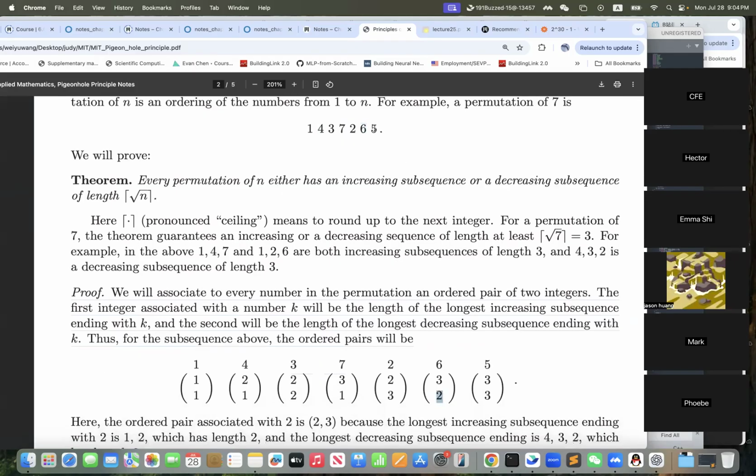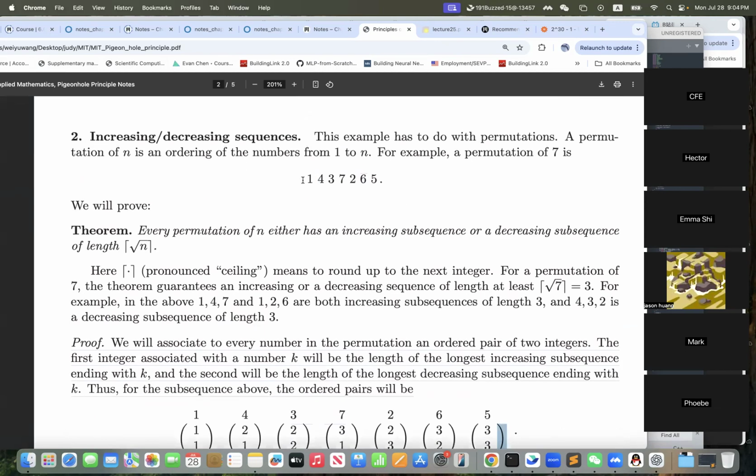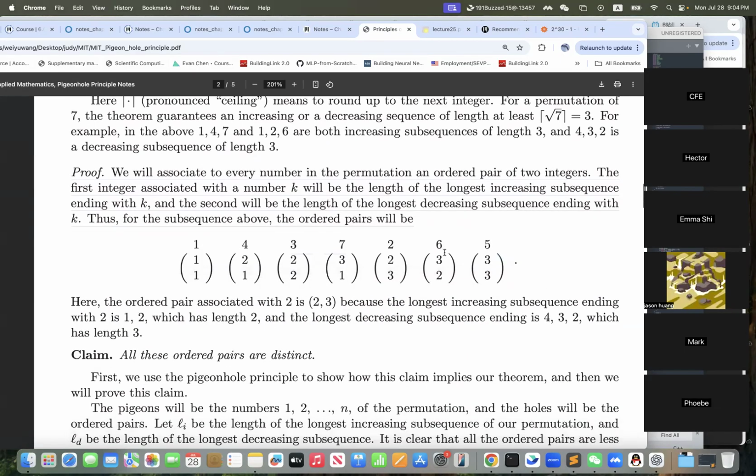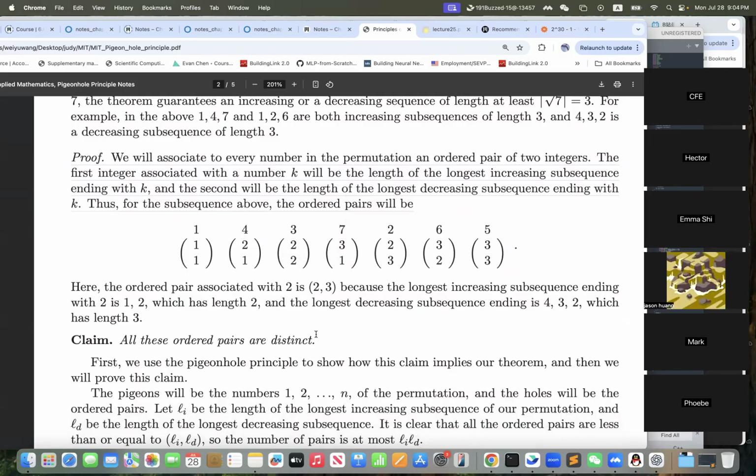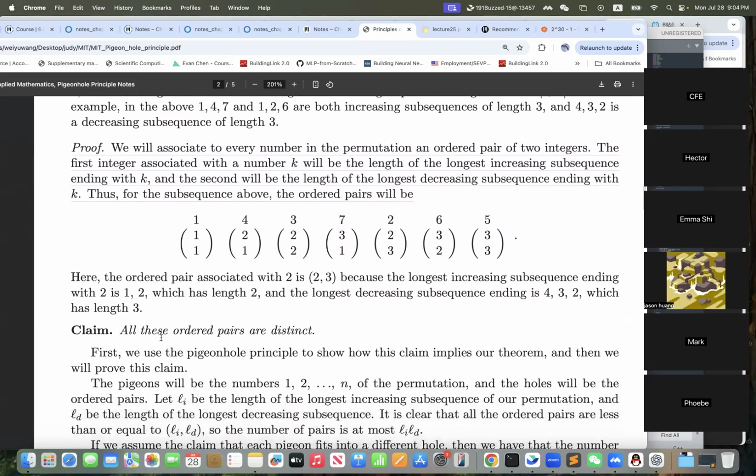Cool. And for 5, it can be 7 6 5, which is length 3, right? And for the increasing one, it can be 1 2 5, 1 4 5, or even 3 6 5, and the length is also 3, right? Okay, so now you understand this. So, okay, cool. And another claim.